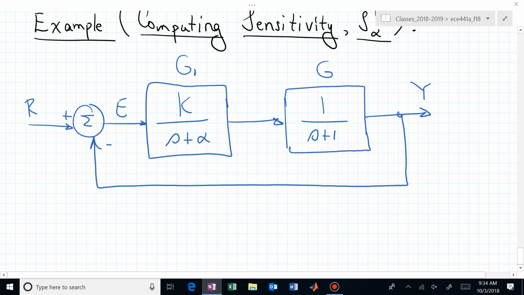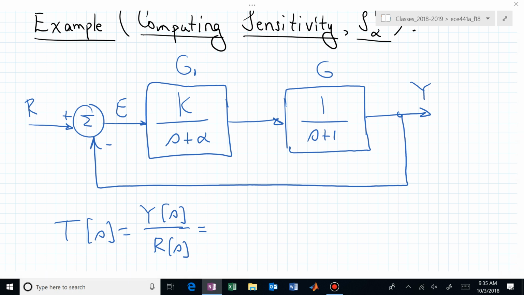And now we can just go to town, right? What's the transfer function between the reference input R and the output Y? I don't know, that's not the one I know. I just know the one for G and H.